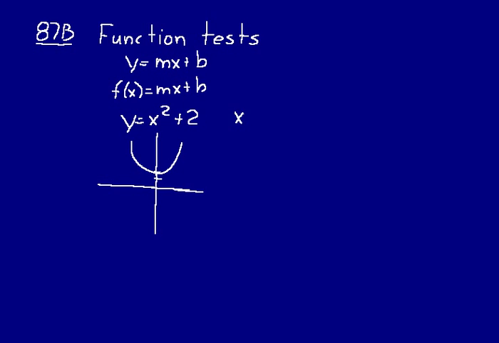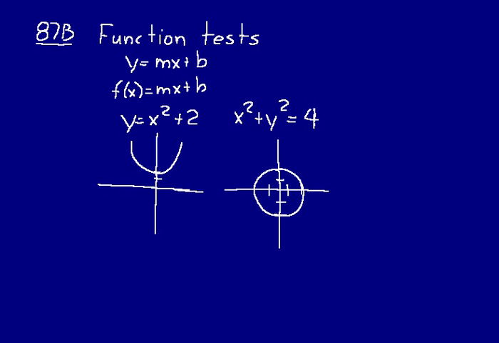Now, this is the equation of a circle if you graphed a circle on an xy axis. And it has a radius of 2. And so if we graph that, it would look something like that. Notice though that I did not call that a function. I just said it was an equation for a circle.